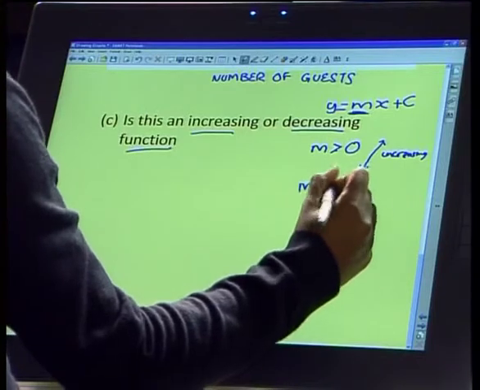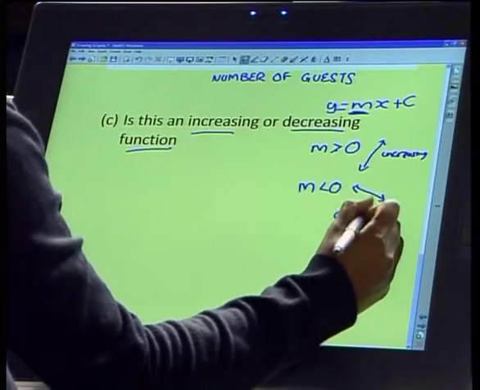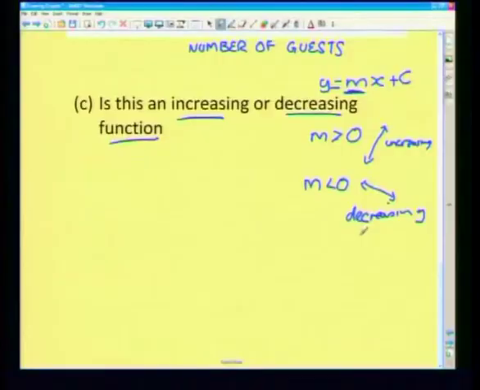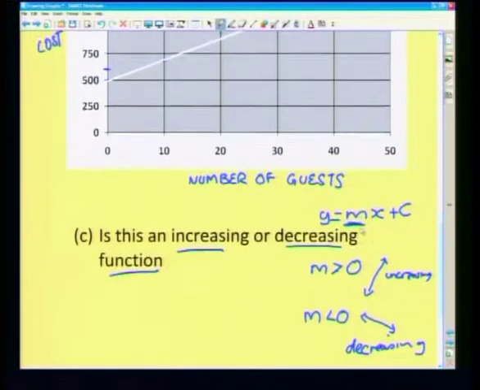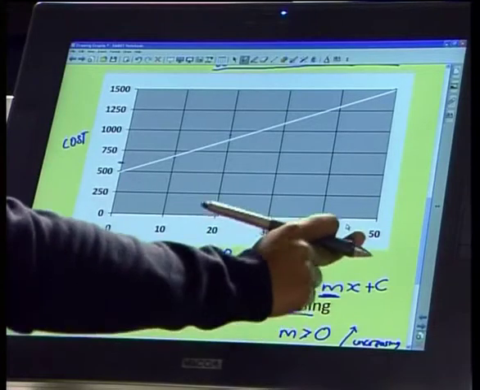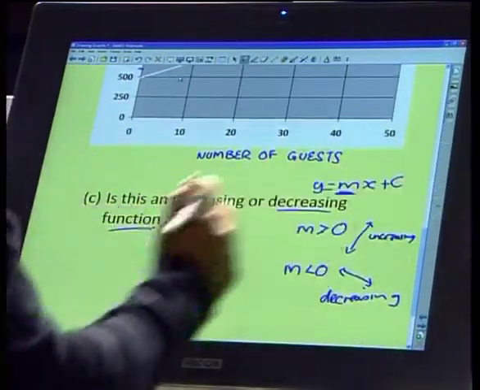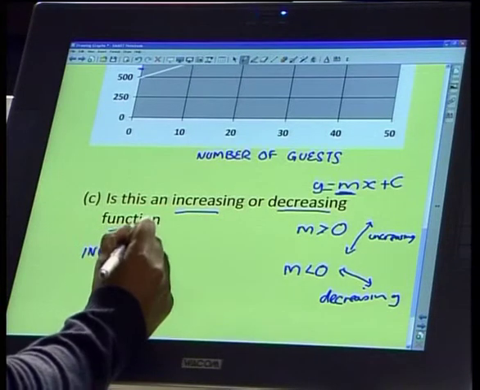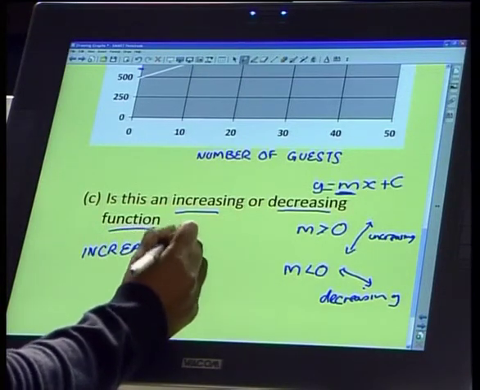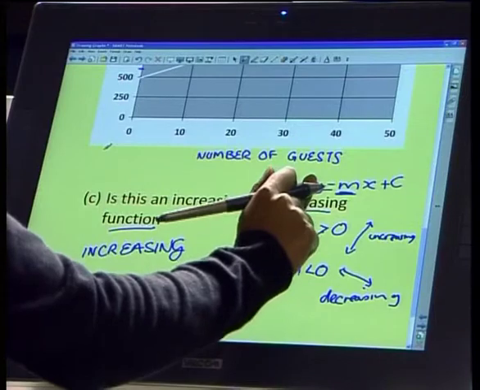If m, your gradient, is negative, so you have a graph that's sloping to the left, then you have a decreasing function, which means as the value of x increases, the value of y decreases. So let's go to the graph we've got here. Is it increasing or decreasing? Sloping to the right, we can see that as the number of guests, as the x value increases, the y value also increases. Therefore, this would be an increasing function. And the reason for that is exactly what I just said to you. Your cost increases as the number of guests increase as well.